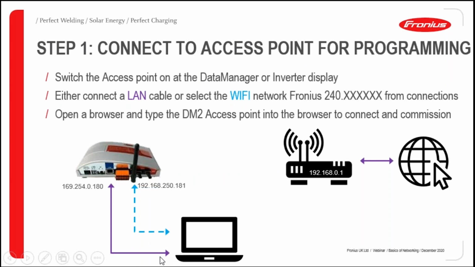So the first step would be to set up the local access point between the two devices, the data manager and the laptop. And if you do that with Wi-Fi, you'll be using an IP address which is 192.168.250.181. And if you use the LAN connection, we'll be using 169.254.0.180.